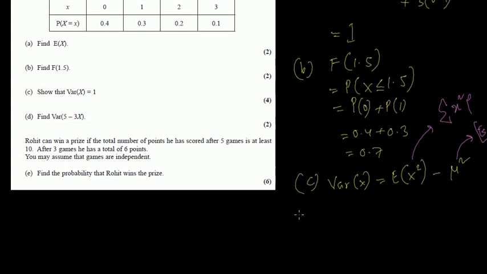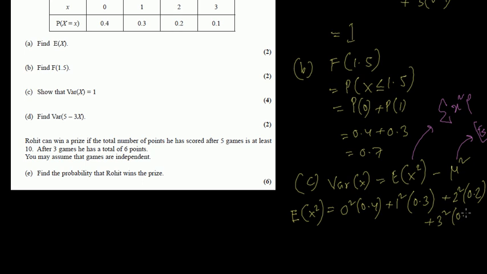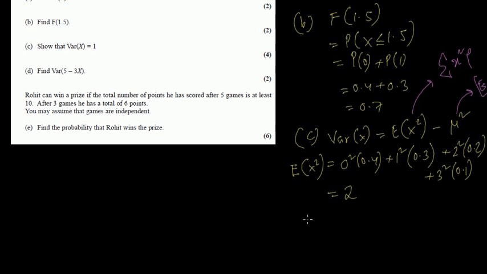We can do this step by step. So E of X squared is equal to X squared into probability plus X squared into probability plus X squared into probability plus X squared into probability. So this would be 2. So the variance would be E of X squared, which is 2, minus mean squared. Mean is 1, mean squared is 1. So this is shown.